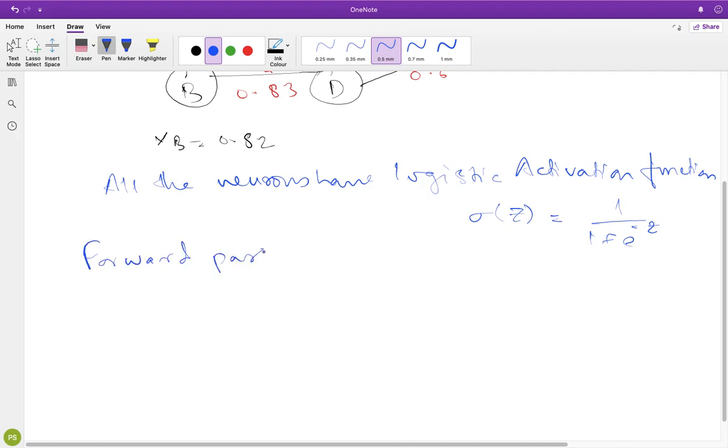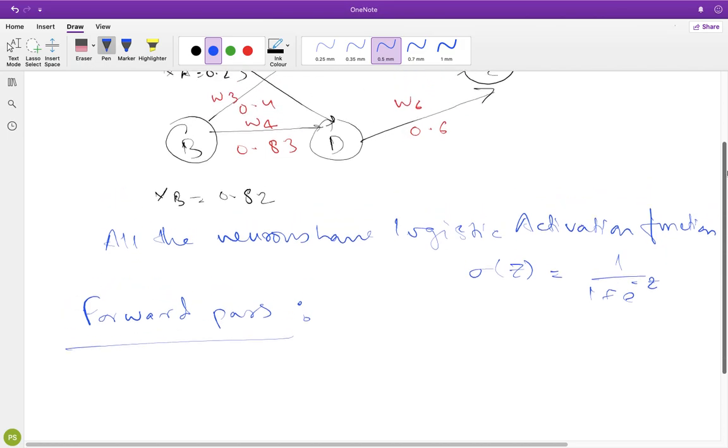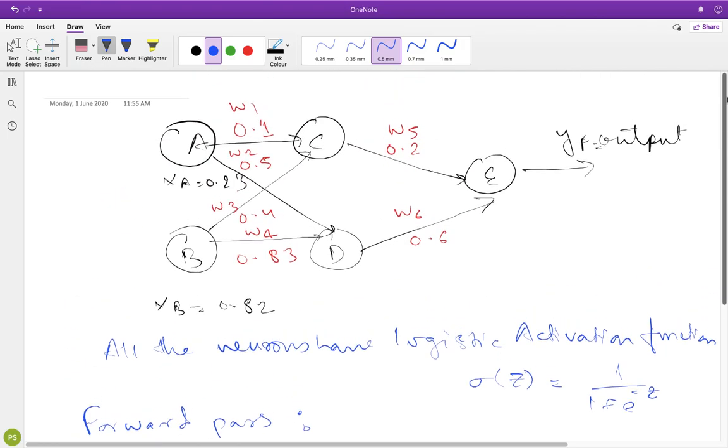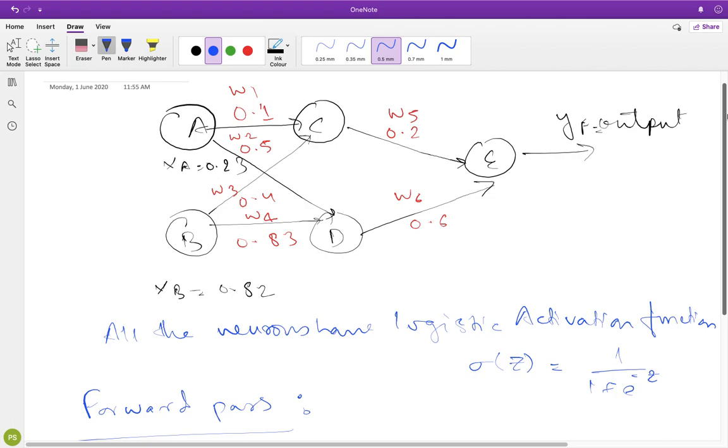going to the first forward pass. I will show you in this video the forward pass and then the backward pass and then again a forward pass, and we will see how the errors are being taken care of in the backpropagation.